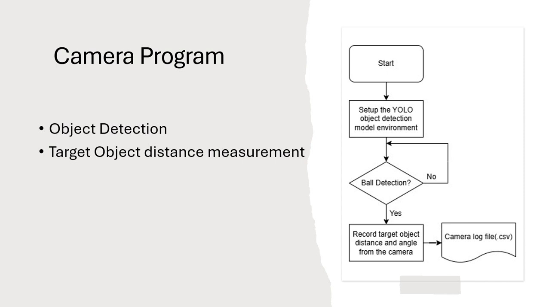For the software, this is the flowchart for the camera program, which relates to object detection by YOLO and also targets the measurement. This is the target object measurement, and it records the target object distance and angle from the camera into the CSV file. This is the loop for this program to update the camera log time instantly.